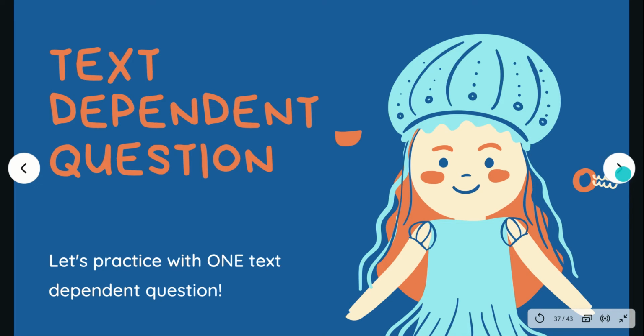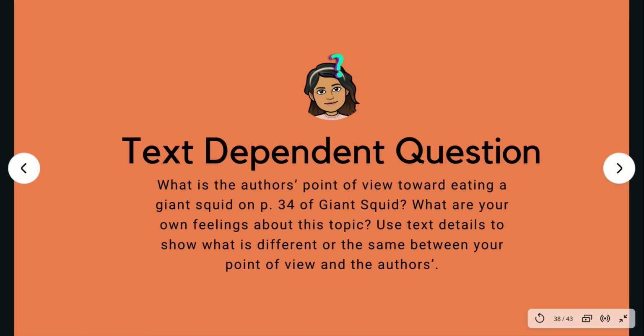It's time to practice our objective using one text-dependent question. Let's take a look at it. Our question is, what is the author's point of view toward eating a giant squid on page 34 of our book, Giant Squid? What are your own feelings about this topic? Use text details to show what is different or the same between your point of view and the author's.